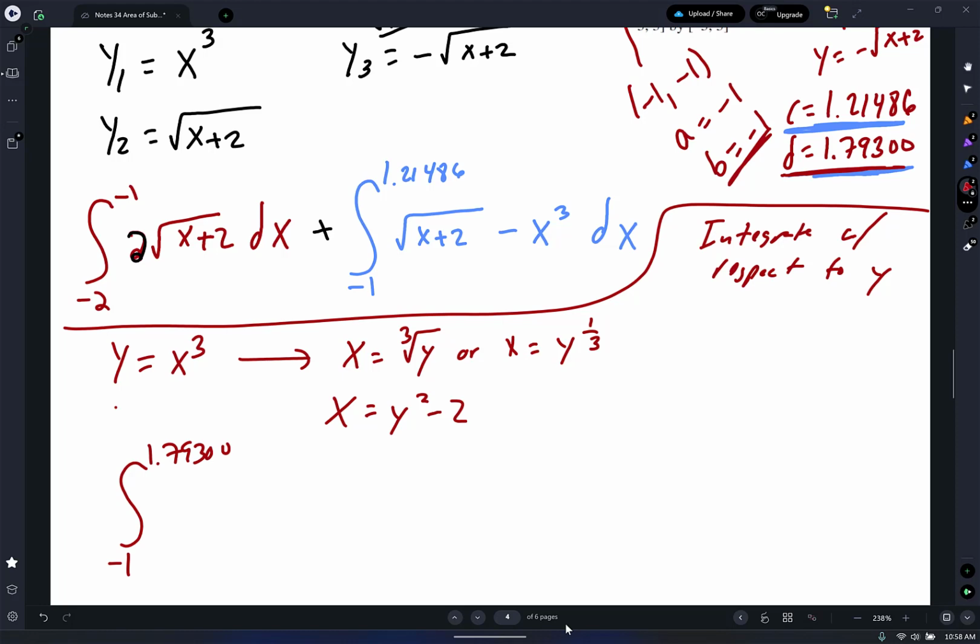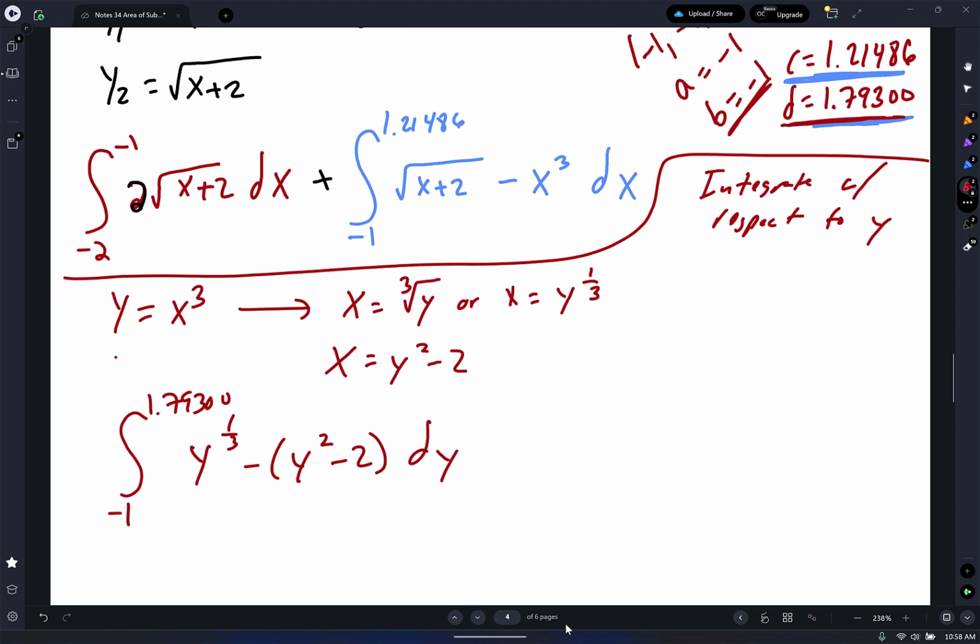Put the letter d in there, and now check it out. I'm going to write y to the 1/3 minus, parenthesis, y squared minus 2, dy. Chop, how do you do it in the calculator, though? I don't know how to integrate with y. Guys, you don't, look, it's just a hack. It doesn't matter what you call that letter.